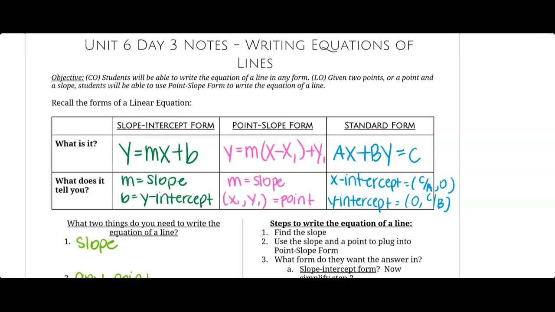So in this video, it's going to go through some examples where you'll be able to write an equation of a line in any form. From 2 points, from a point and a slope, you're going to be able to use point-slope form to write the equation of the line in slope-intercept form.